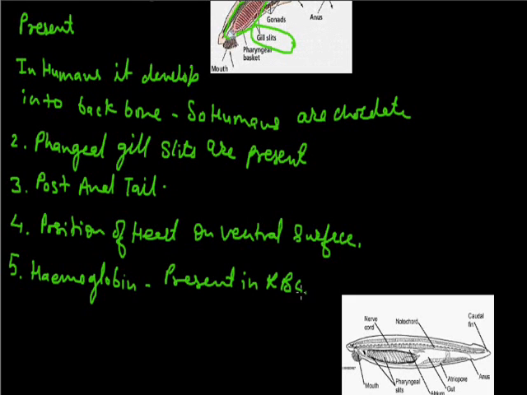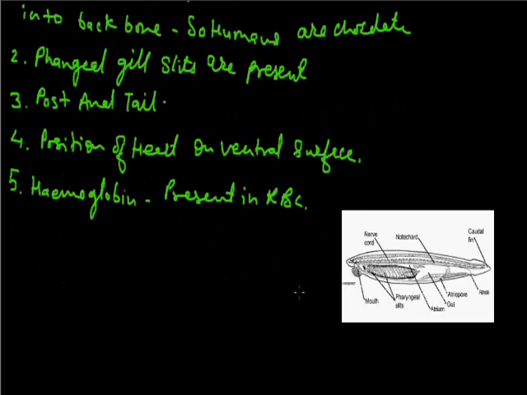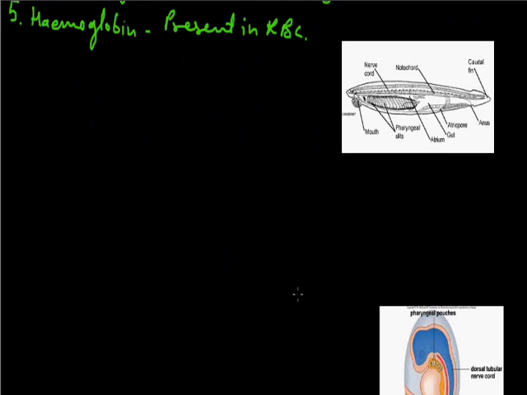So these are some features which show the chordate features. If these features are present, the animals are called chordates. If these features are absent, animals are called non-chordates. So these are certain features which distinguish chordates and non-chordates. Now we discuss the chordates.